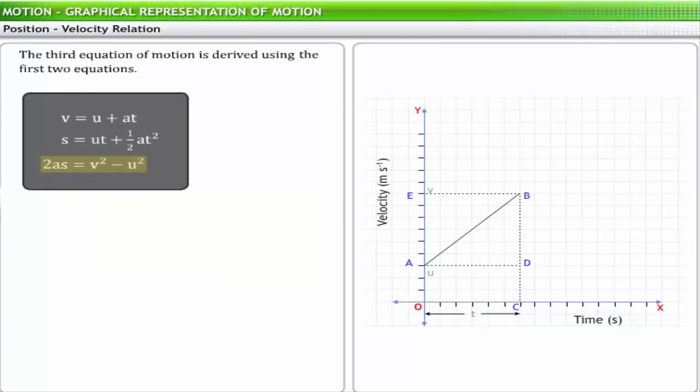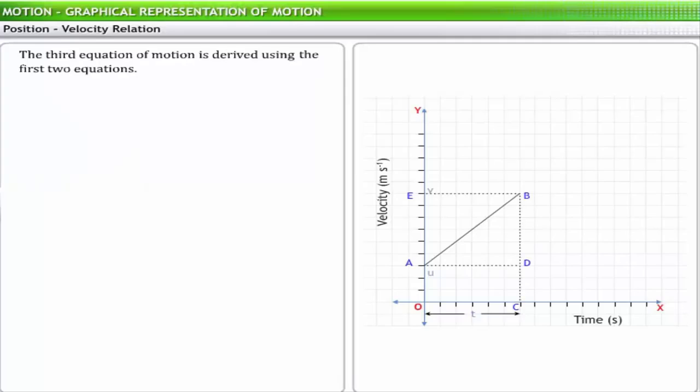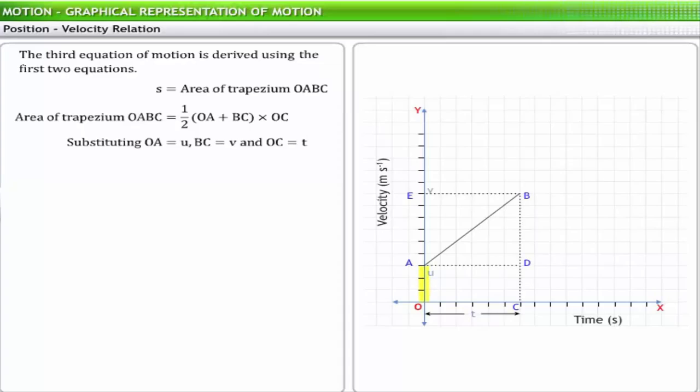The third equation of motion, called position-velocity relation, is derived using the first two equations. In the velocity-time graph, the displacement of the object S is also equal to the area of trapezium OABC. Area of trapezium OABC is equal to half of OA plus BC multiplied by OC. Substituting OA is equal to U, BC is equal to V, and OC is equal to T, we get S is equal to half of u plus v multiplied by t as equation 1.